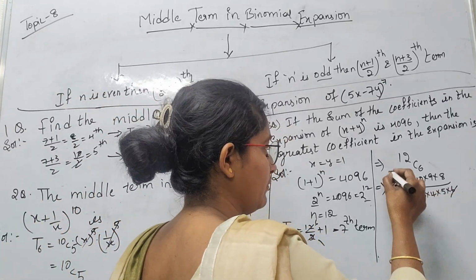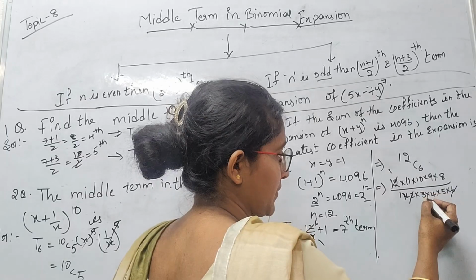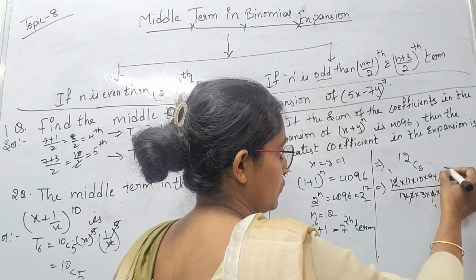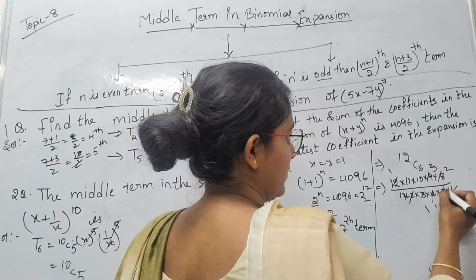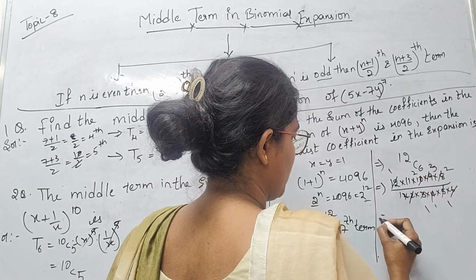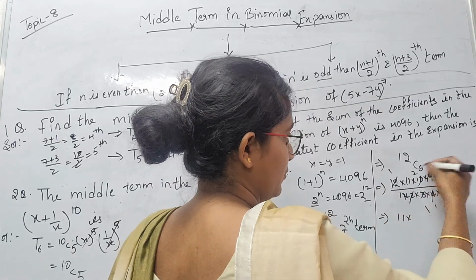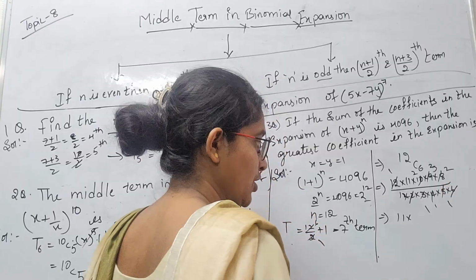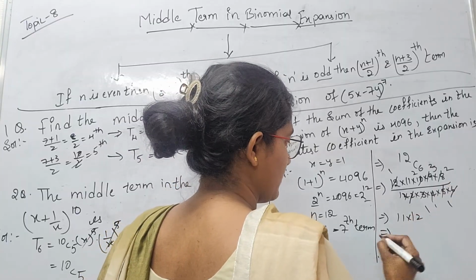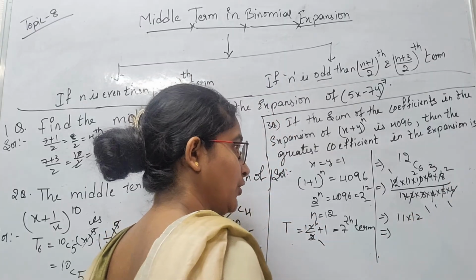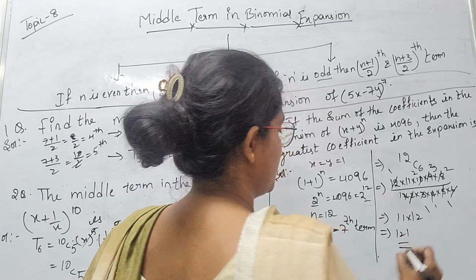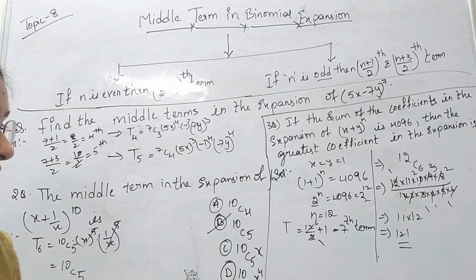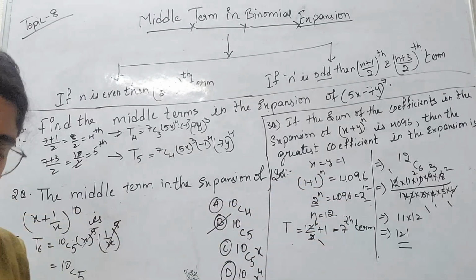6 2s are 12, this and that cancel, then 4 1s 4, 2 2s, 3 1s 3, 2 2s, so 3 3s, then 5 1s 5, 2 2s. So how much is left over? 11 into 2 3s are 6, 6 2s are 12. So how much is the answer of it? 110, 11 into 10, yes, is your answer. The greatest coefficient of this term is this.